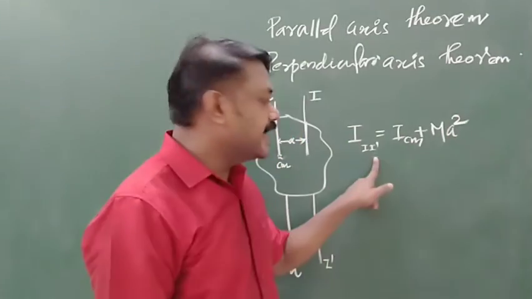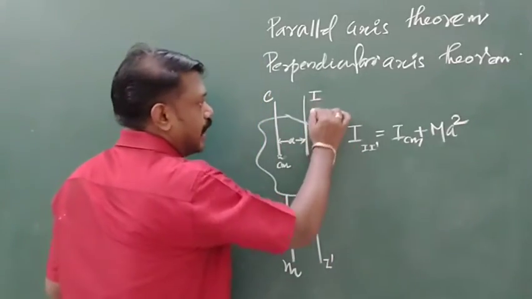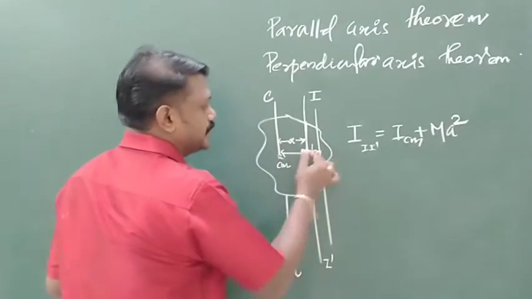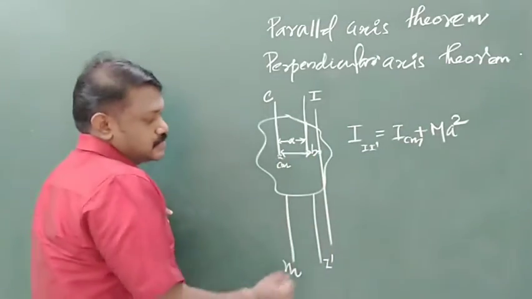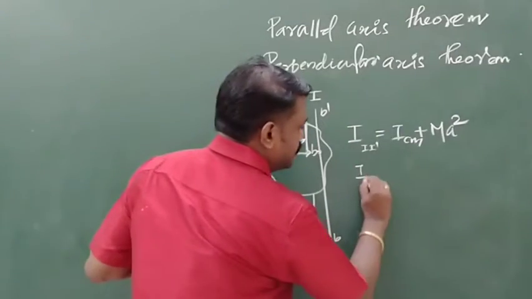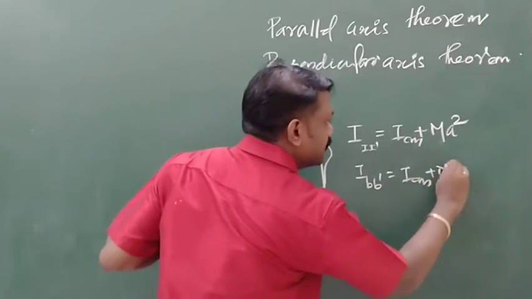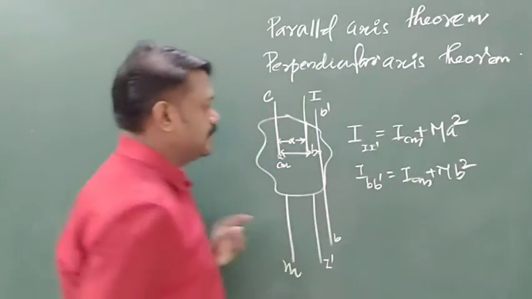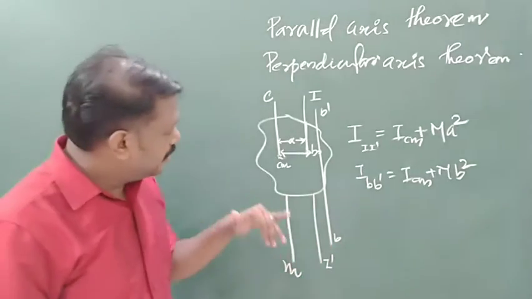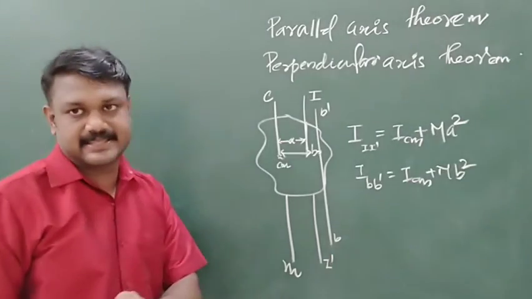So I dash is any axis, that can be reversed. Suppose you are having another axis here which is at a distance b from the axis passing through the center of mass. So suppose this is B dash. So IB dash is equal to ICM plus M into b square, where b is the distance between those two axes, that is, the parallel distance from the axis passing through the center of mass to that particular axis.